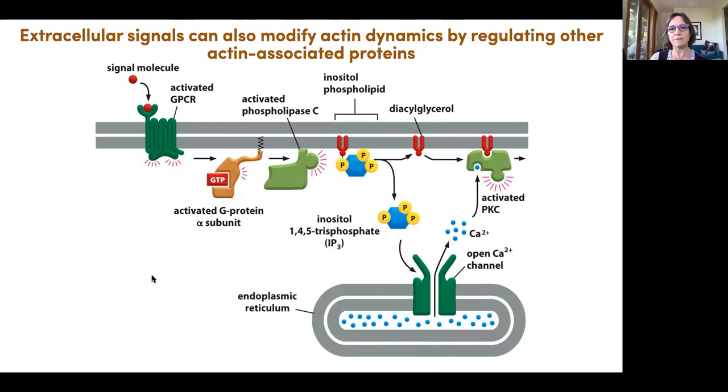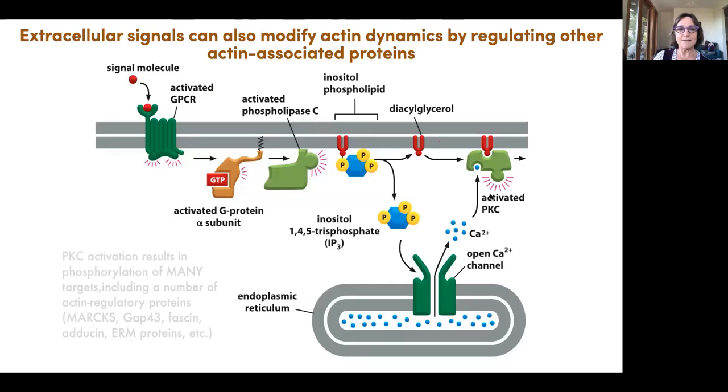This shows a different mechanism of activation. In this case, through a G protein coupled receptor, and we talked about this kind of pathway before, where a G protein coupled receptor can trigger downstream second messengers, sometimes through activating enzymes that produce those second messengers, in this case, inositol triphosphate and diacylglycerol, which then activate protein kinase C.